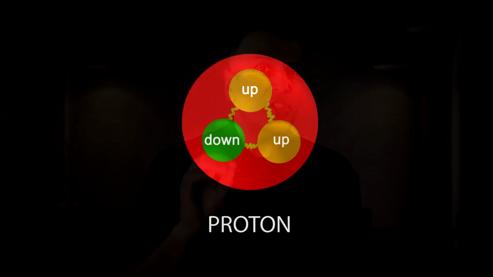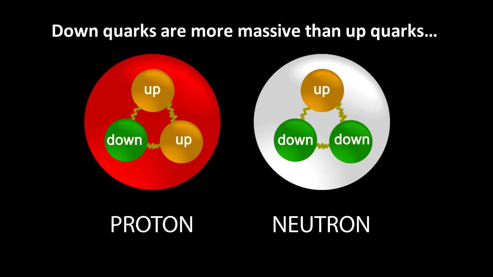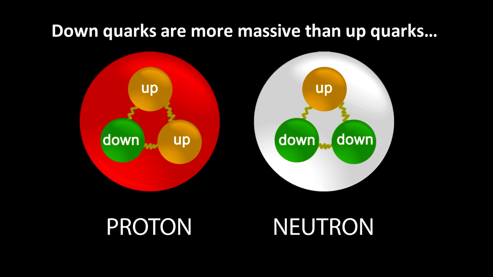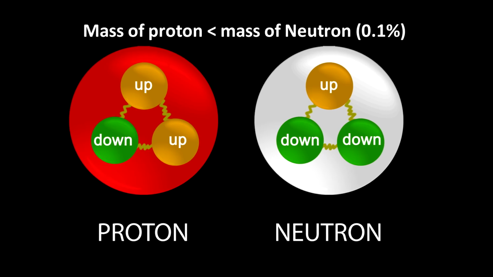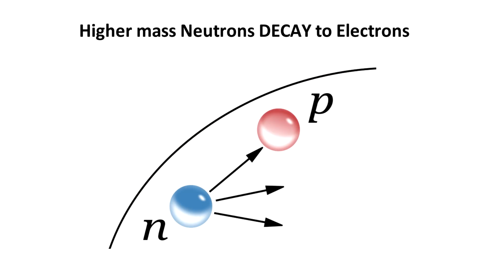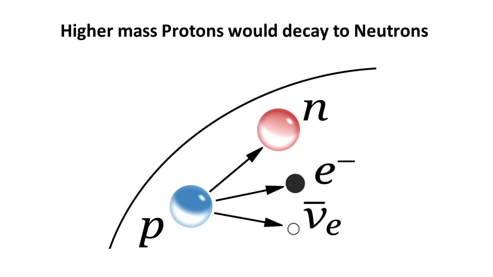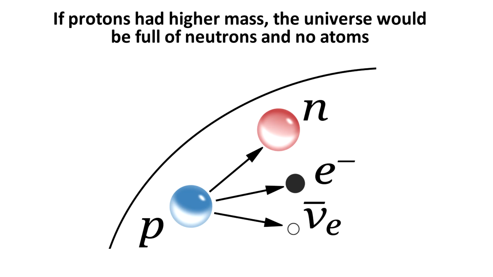Why? Because it would change the relative mass of protons and neutrons. Neutrons in our universe are only about 0.1% more massive than protons. But this difference is crucial because it allows neutrons to decay into protons and an electron and an antineutrino. If the relative mass was reversed, then protons would decay instead into neutrons, and eventually we would end up with a universe full of neutrons. No protons means no atoms, and no solid structures, and no chemistry.